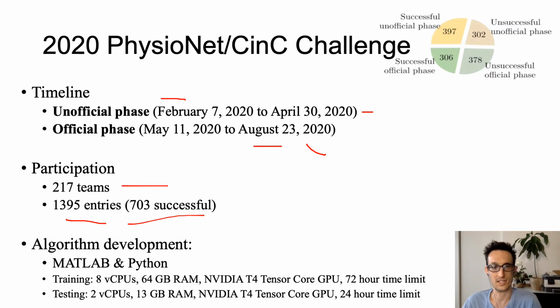And there are various computational constraints as well in training and running your models. In particular, there is a 72-hour time limit to train each model, and then a 24-hour time limit to run the model as well.